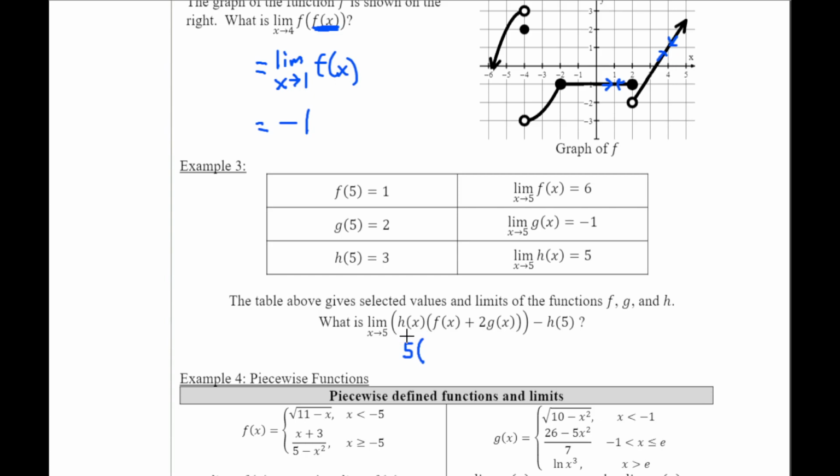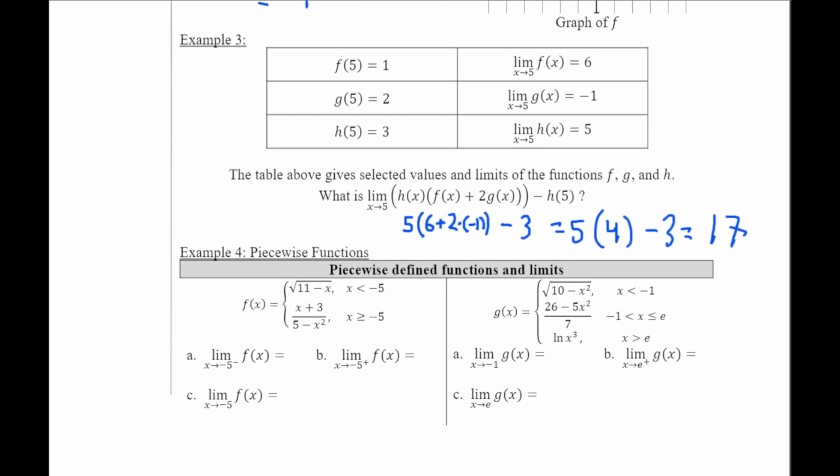Limit as x approaches 5 of f of x, because this is a big parentheses, the limit is referring to all of this. Limit as x approaches 5 of f of x is 6. Plus 2 times the limit as x approaches 5 of g of x, which is negative 1. Minus h of 5, which is 3. So that's 5 times 6 minus 2, which is 4, because 2 times negative 1 is negative 2, and 6 minus 2 is 4. Minus 3, that's 20 minus 3. Your answer is 17 right there.